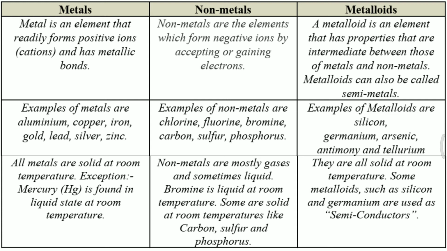Non-metals are mostly gases and sometimes liquid. Bromine is liquid at room temperature. Some are solid at room temperature, like carbon, sulfur and phosphorus are found in solid state at room temperature, and these are put into the category of non-metals. While metalloids are all solids at room temperature, some metalloids such as silicon and germanium are also used as semiconductors. So the metalloids can be used as semiconductors.